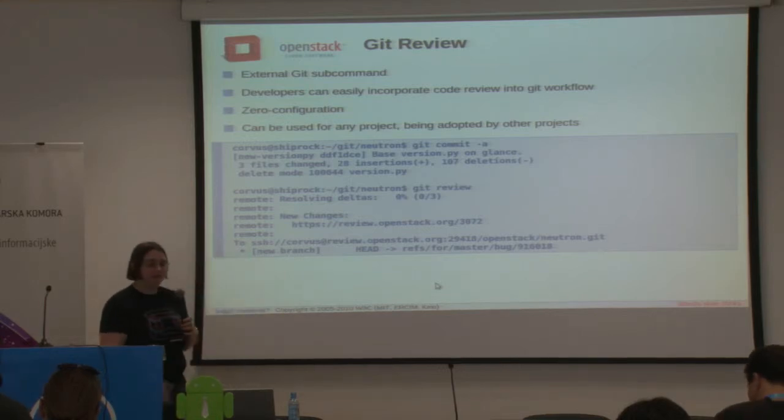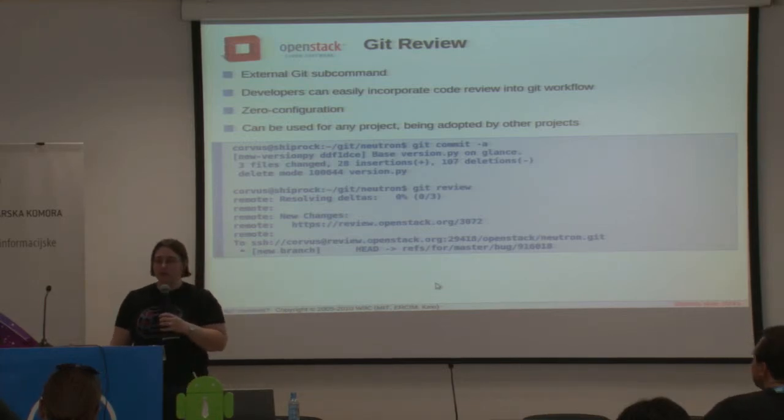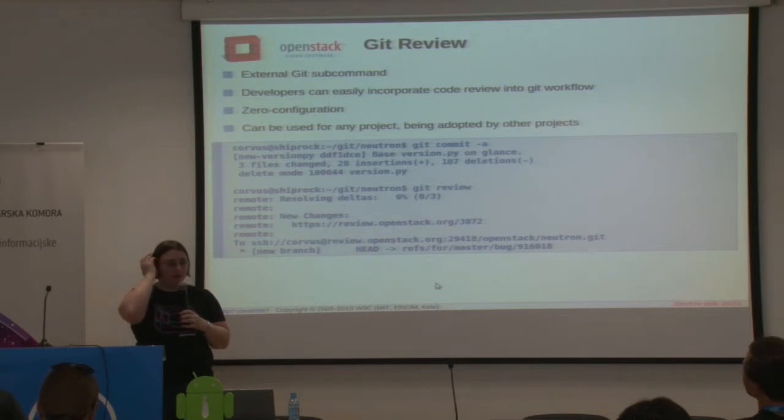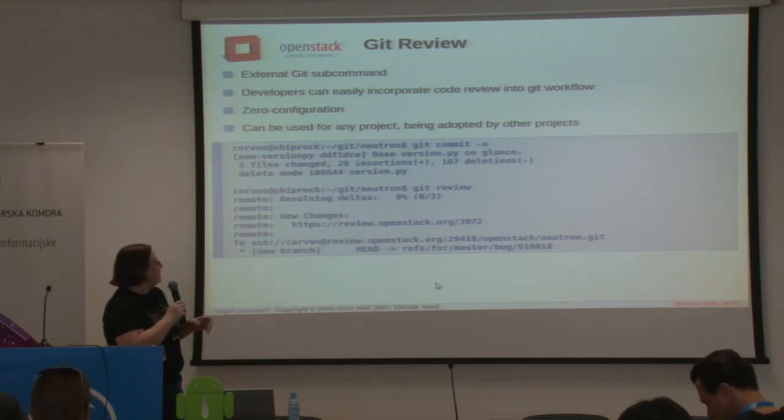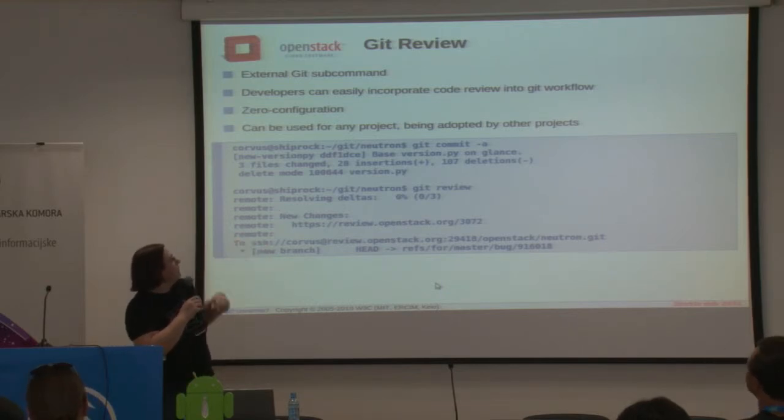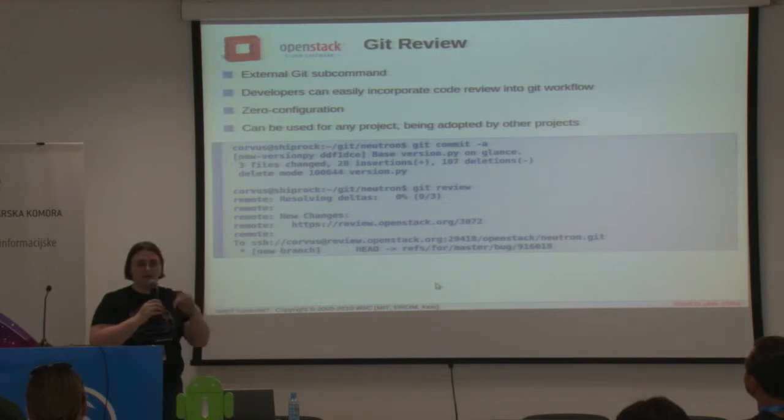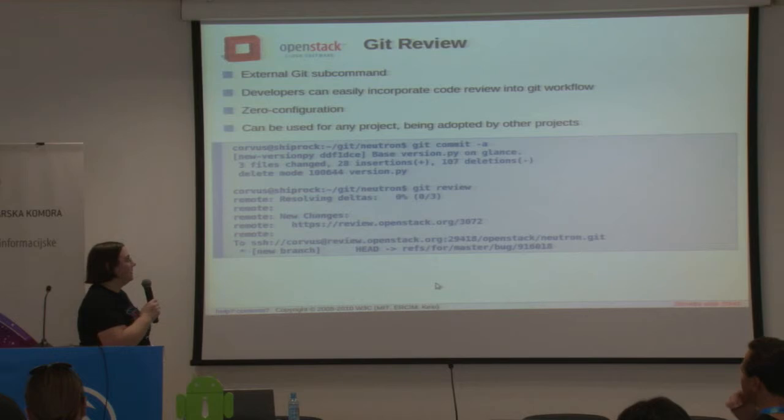So I briefly mentioned Git review. That's the tool we use to upload changes to the Gerrit server. As you can see, you just do a git commit as you normally would, write your commit message. And then instead of doing a pull request, you type git review, and that will automatically send it up to Gerrit using your SSH key.